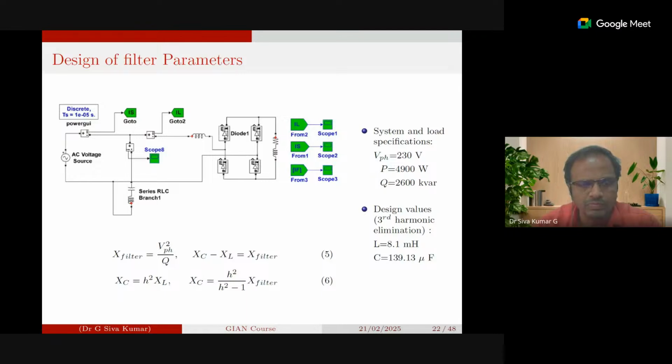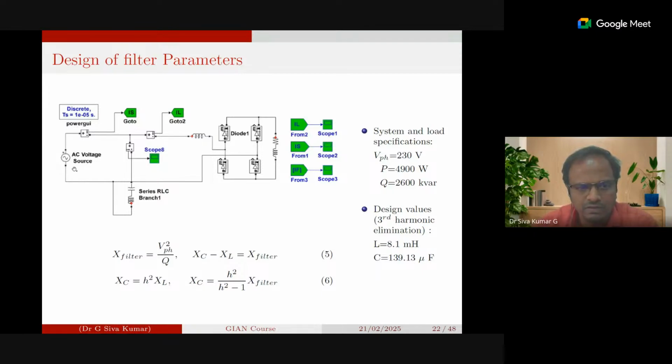I'll be showing you one of the simulation files where we try to eliminate one of the frequency components. Here, we use this series RLC branch as an LC filter, maybe also including the internal resistance. We'll try to see that.